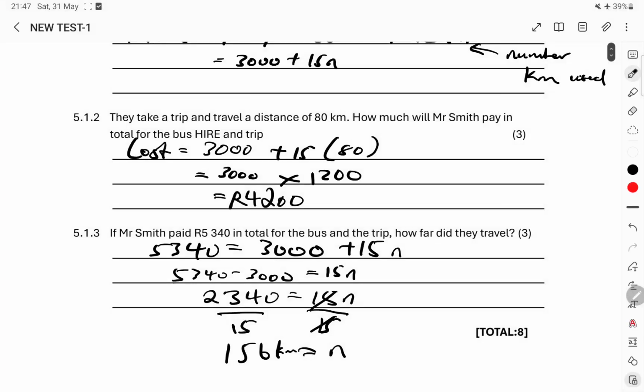It means for Mr. Smith to pay 5,340, he would have paid 3,000 for the hiring of the bus, and he would have paid the additional 2,340 for driving this particular bus for 156 kilometers, right?